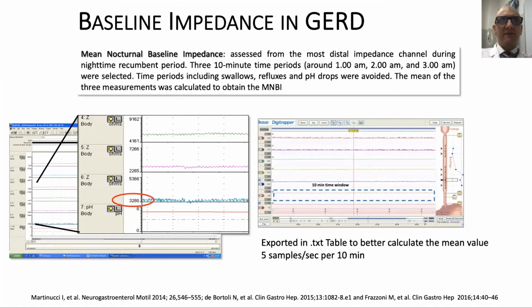Baseline impedance value is very easy to detect. We may select a 10-minute window around 1 a.m., 2 a.m., and 3 a.m., and then have a mean value of this parameter. And we only have to pay attention to exclude the swallow periods, moments of reflux episodes, or pH drops, which should be avoided. I think that now the most recent versions of both softwares, from Diversatek and Medtronic, are now able to detect MNBI value directly in the report.